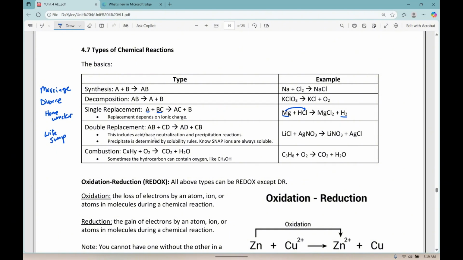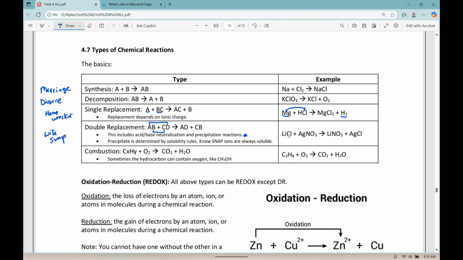A double replacement reaction, I call this a wife swap. So this is where both partners trade places. So in our example, we have A paired with B and C paired with D. And on the right-hand side, we've got A and D linking up, and then C and B link up. So this includes acid and base reactions. They usually fall under a precipitate or under double replacement, as do precipitation reactions.